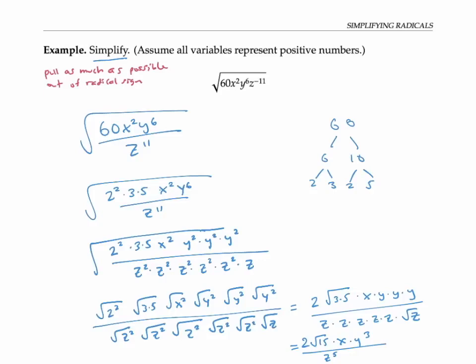times x times y cubed over z to the 5th, the square root of z. I'm going to leave this example as is, but sometimes people prefer to rewrite radical expressions without radical signs in the denominator. That's called rationalizing the denominator. I won't do it here, but I'll show you how to do it in the next example.